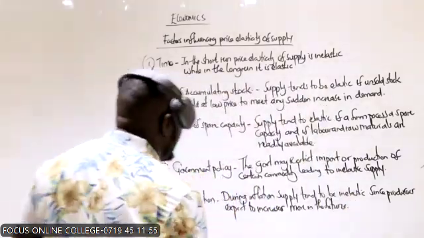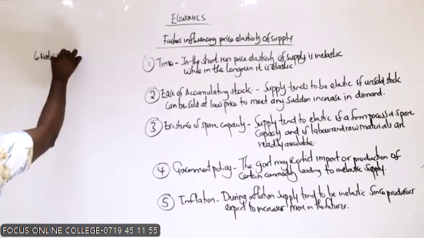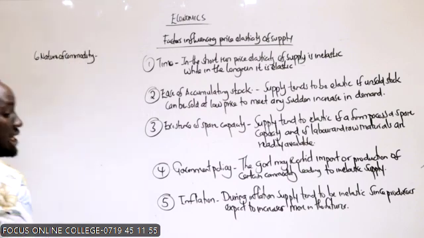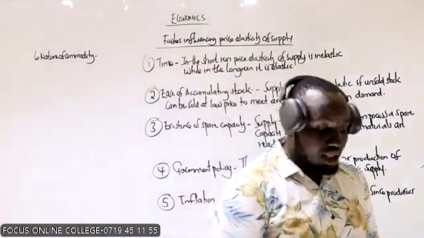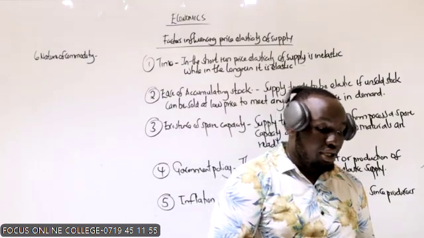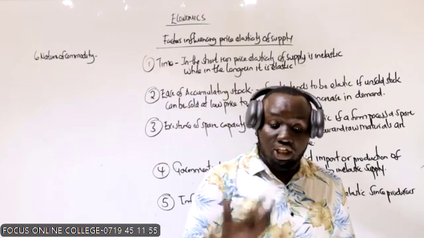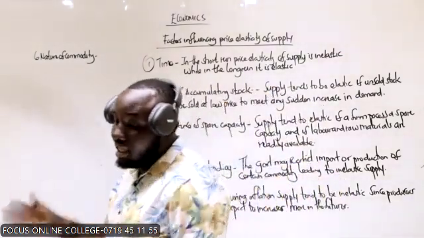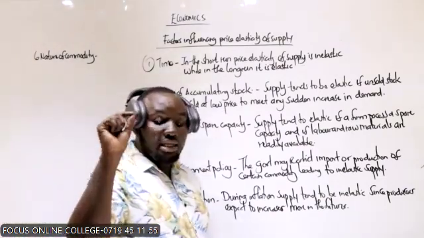I want to discuss maybe two more. The next factor is the nature of the commodity. When you talk about the nature of commodity, what forms do we understand? We have durable goods and we have perishable goods. In terms of elasticity of supply, being elastic or inelastic relates to the nature of goods I've talked about, durable and perishable goods.